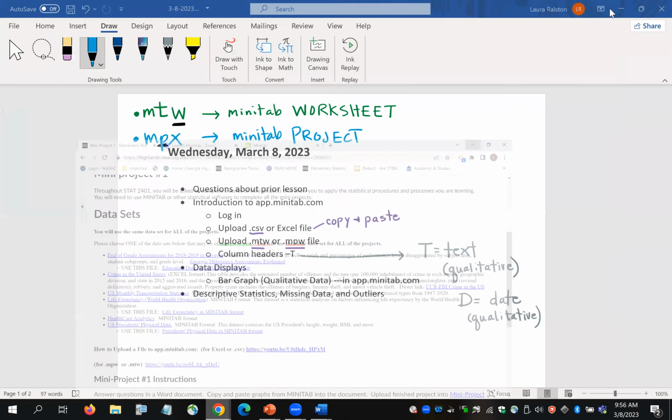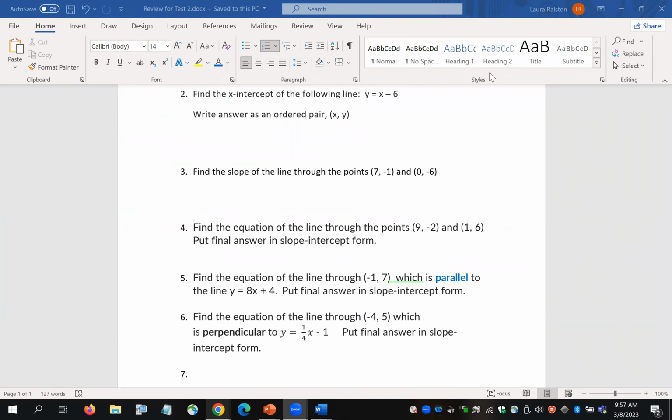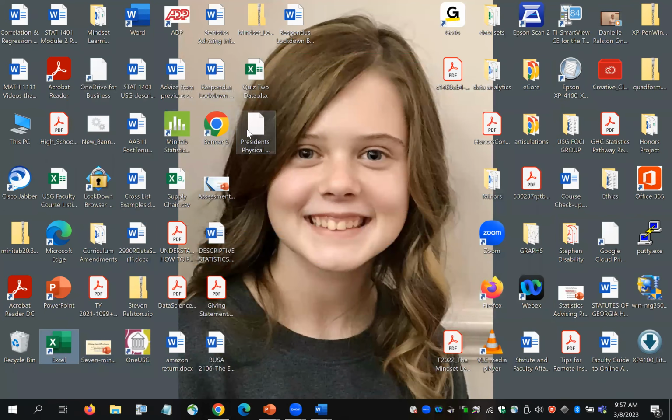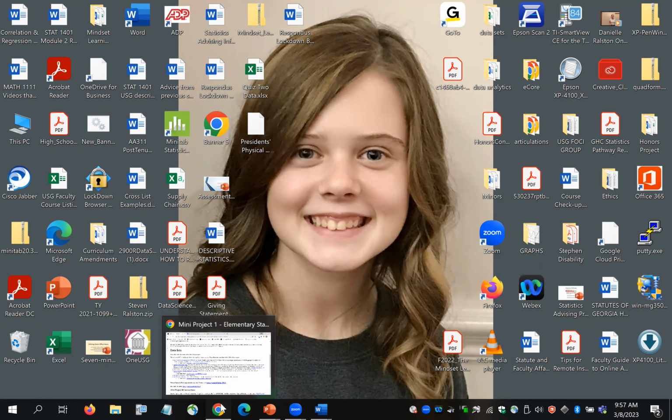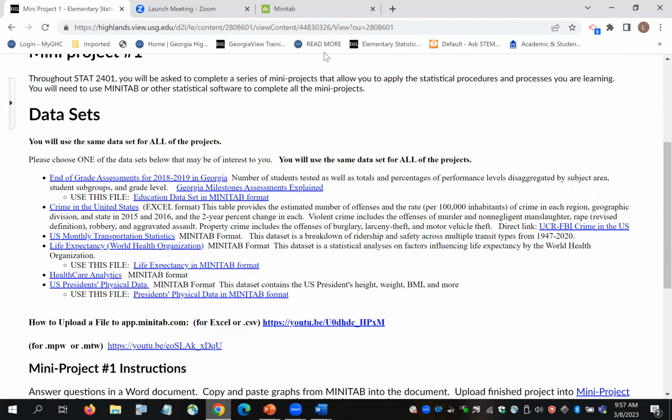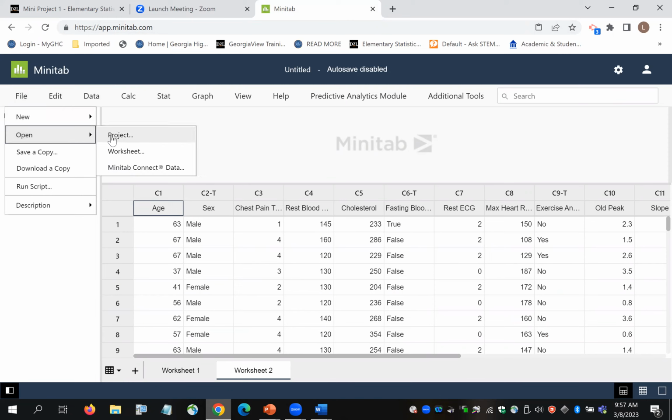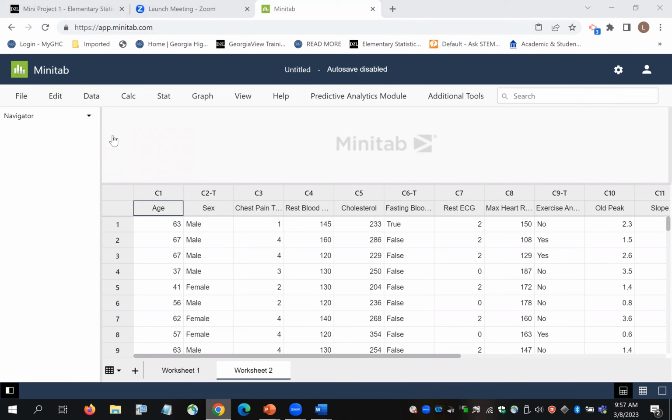But it has downloaded to my desktop. Okay, Presidential's physical data. Right there it is on my desktop. I know that Windows is not going to open it, but Minitab will. So then I'm going to Minitab. And I'm going to go File, Open a Project. And I choose Project because it had a .mpx at the end.